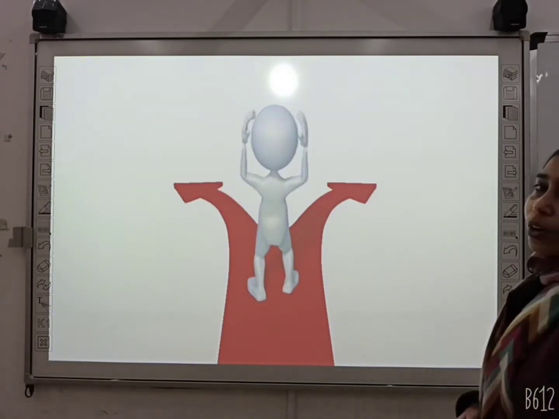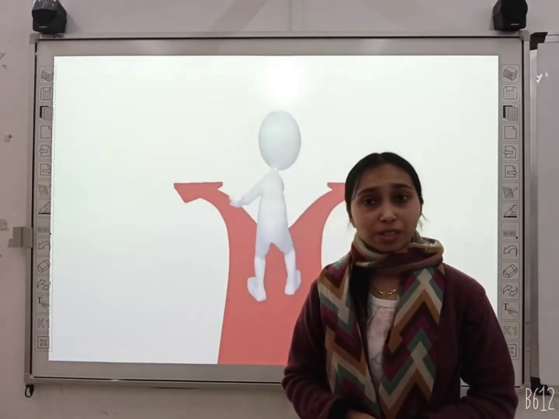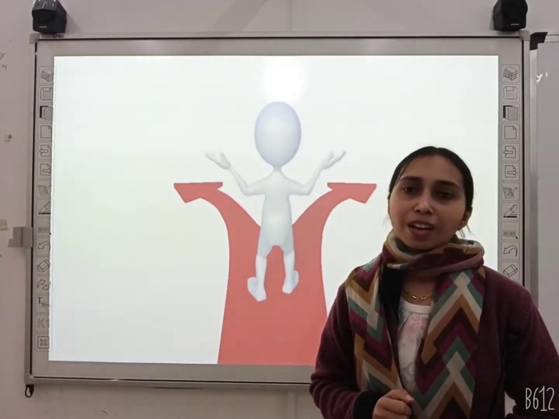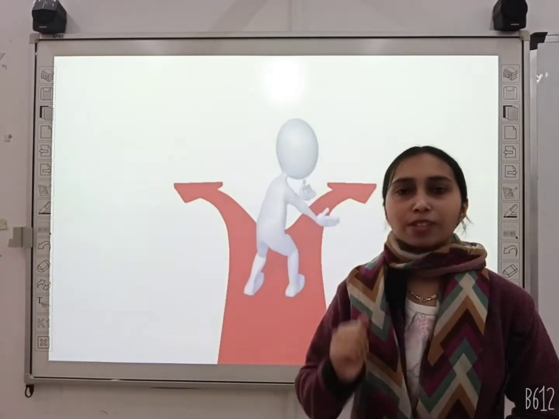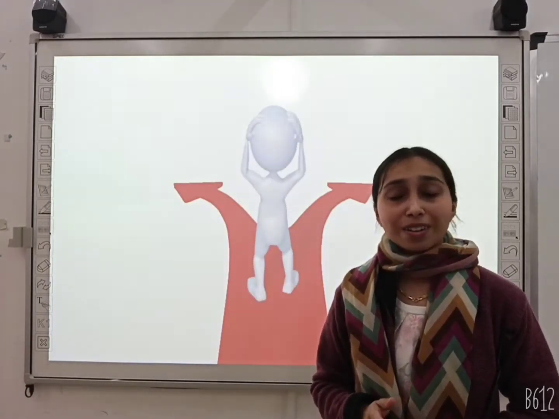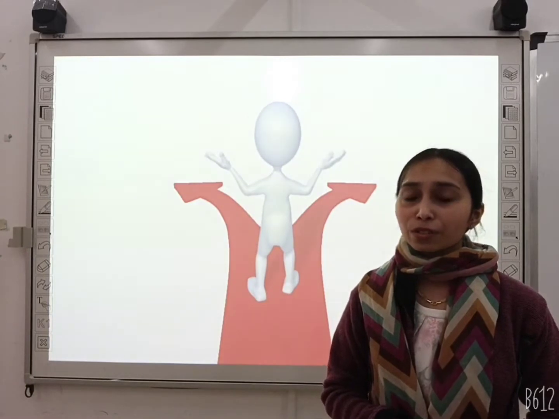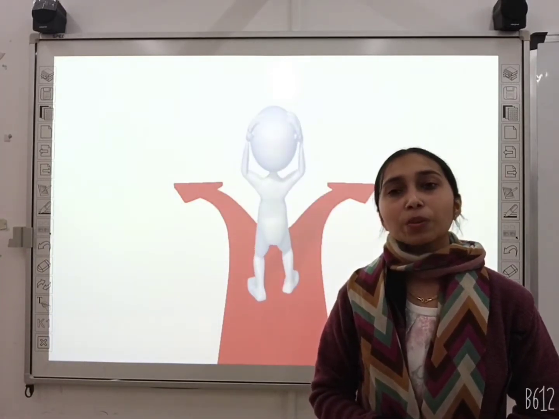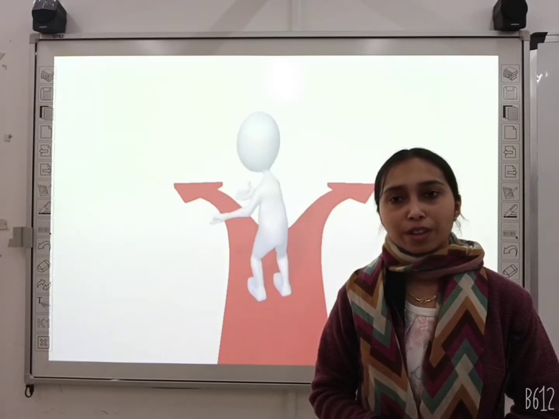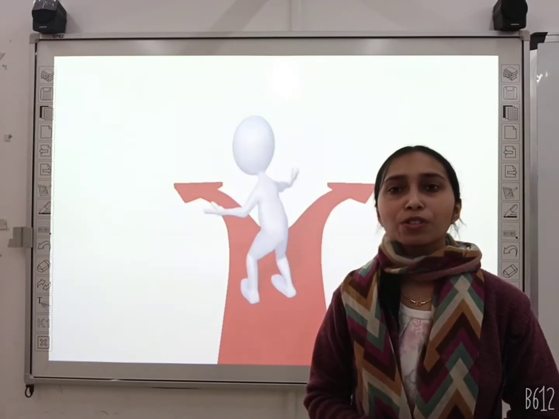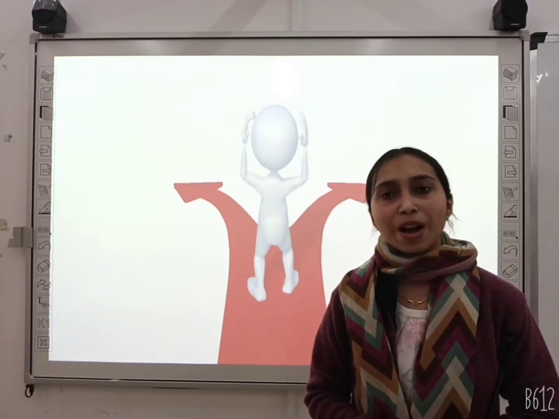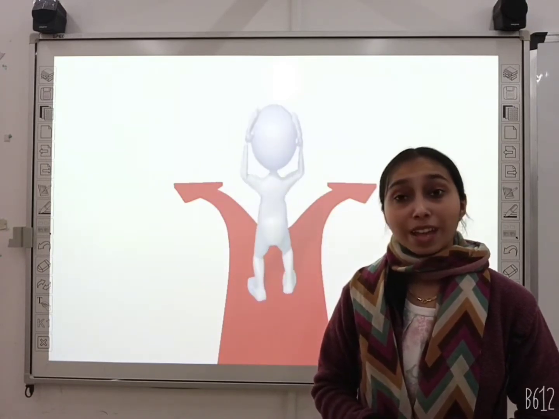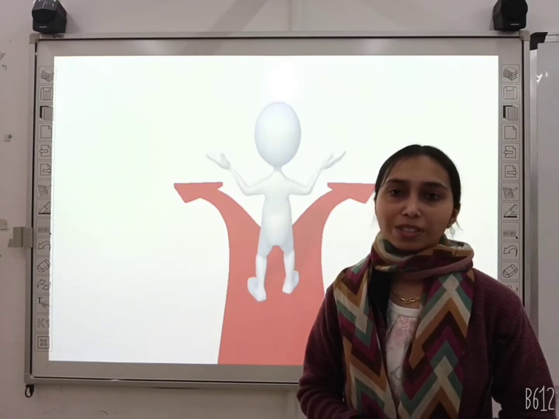Okay, so it's about a person having two choices. He's having two roads. He has to take one, but he is confused. So the poem we are about to do is The Road Not Taken by Robert Frost. So let's get more into the details.